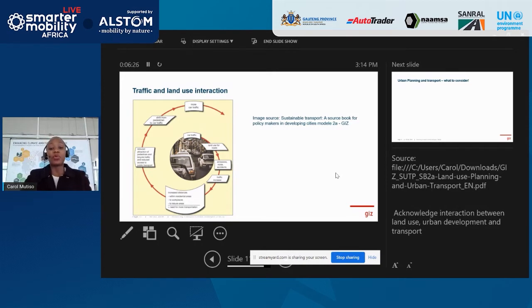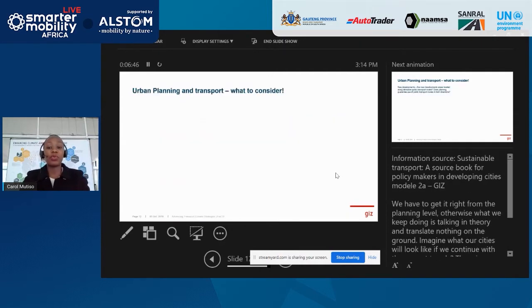We are even talking about issues such as e-mobility. Are we planning for those infrastructures? Issues of NMT, non-motorized transport, facilities for cycling, facilities for providing for car sharing and parking and all that. That is something that we have to acknowledge, that there's need for that traffic and land use interaction from the word go. So what needs to be considered when you are planning for this transport with the aspect of the future and what we are envisioning as nations.